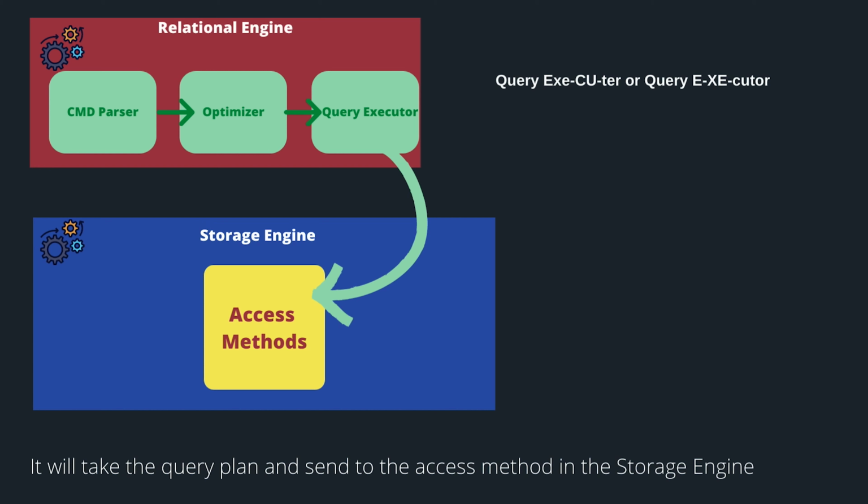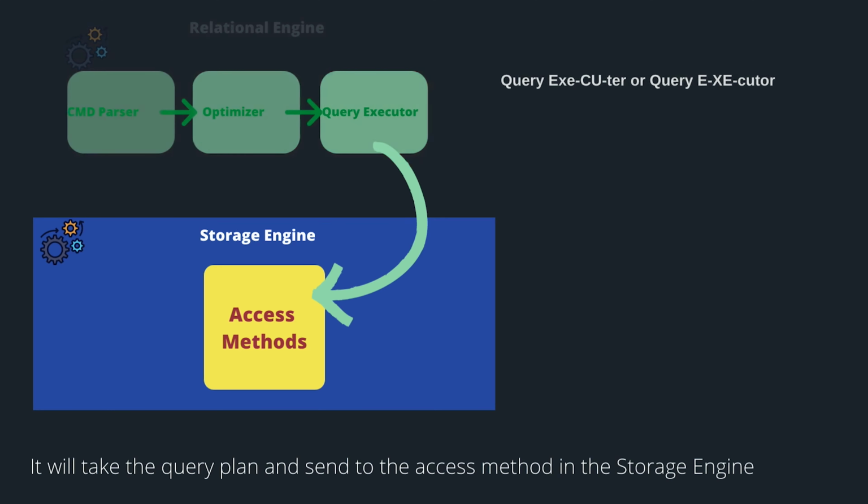Now, the relational engine also has the query executor, whatever you want to call it. The main function of this one is pretty much to receive the plan that was chosen by the optimizer and send it to the storage engine, in that case going to another component called the access methods. That's the main purpose of it. It won't do anything else as far as development.